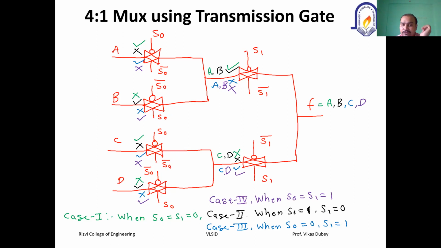So I hope you have understood the transmission gate implementation for 2:1 mux, XOR and 4:1 mux. Then similarly you can implement for AND gate. Any expression if it is given to you, AND gate, OR gate, NAND gate, you can do that.